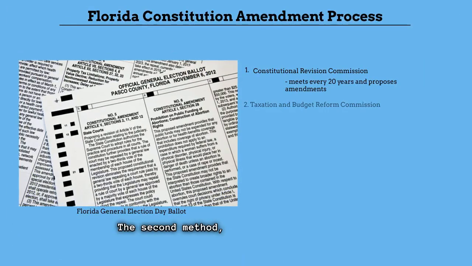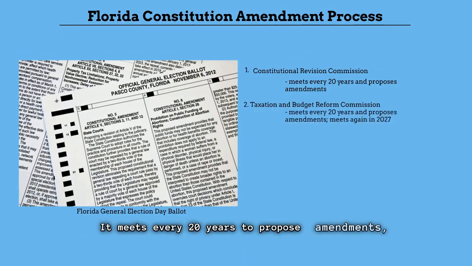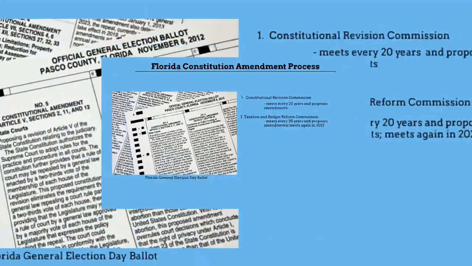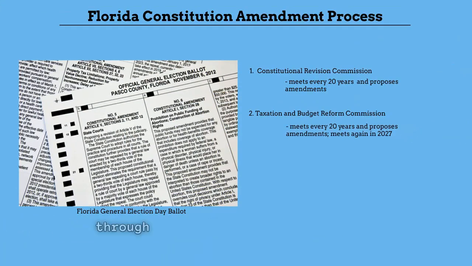The second method, also a commission, is the Taxation and Budget Reform Commission. It meets every 20 years to propose amendments, and this group will meet again in 2027. The third method is through a constitutional convention. A certain percentage of registered voters can call for a constitutional convention. At this meeting, amendments are proposed.